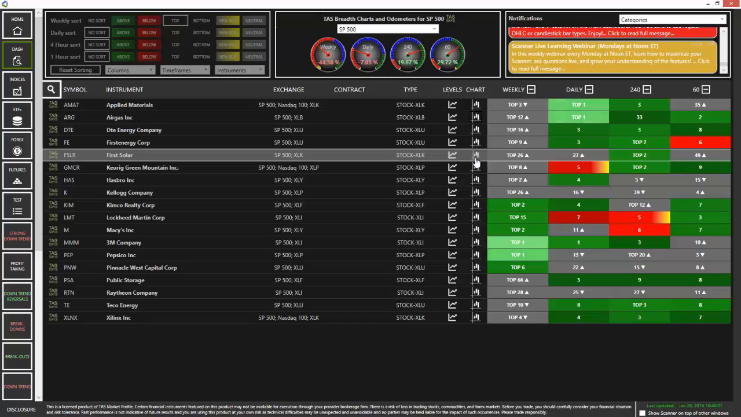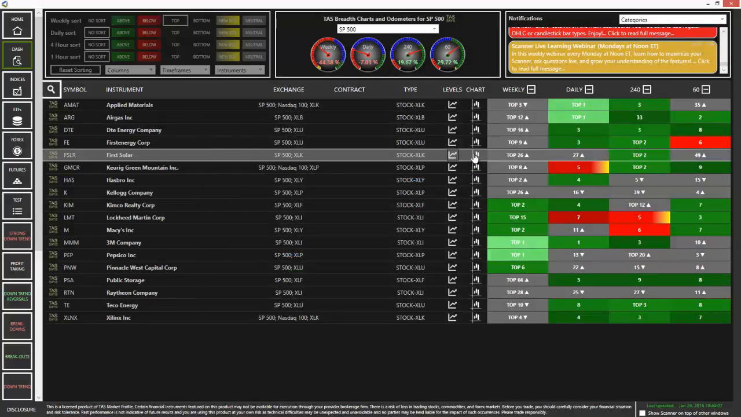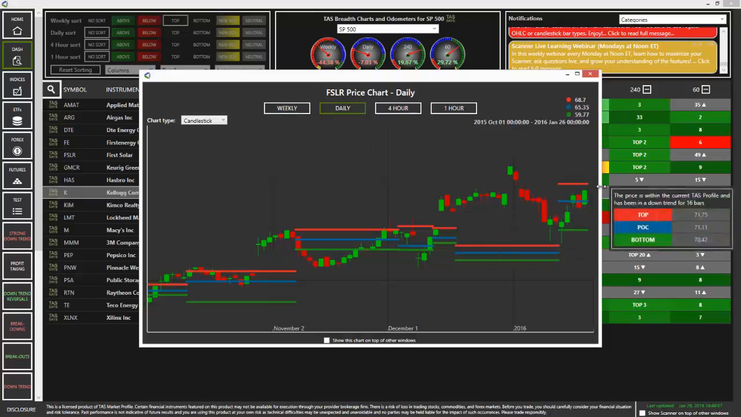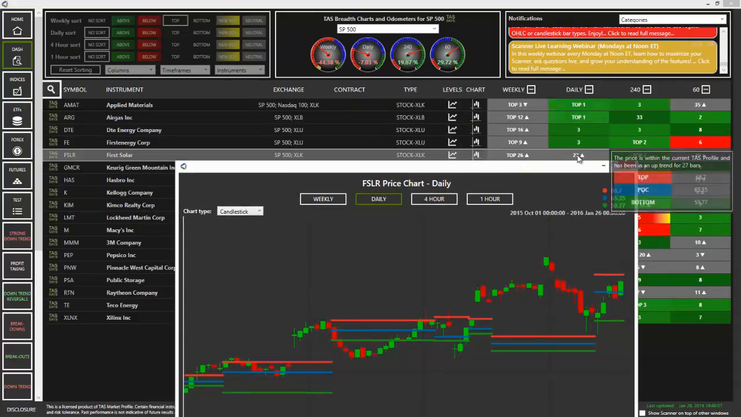So we're going to take a look at First Solar. Looking at First Solar in the neighborhood up there, we're going to take a look at a move that we've had up into the neighborhood of the top of our profile on our daily, but not yet there. So that's why it's not saying top in First Solar.